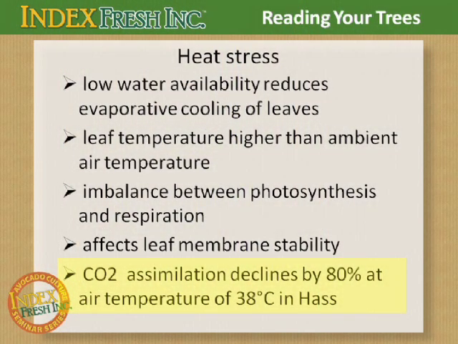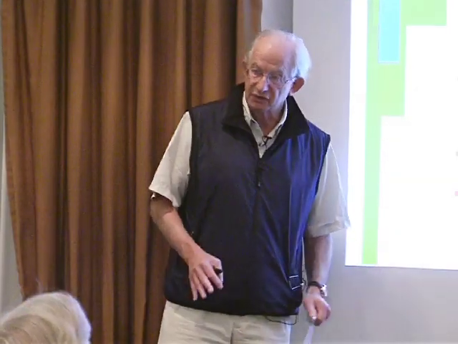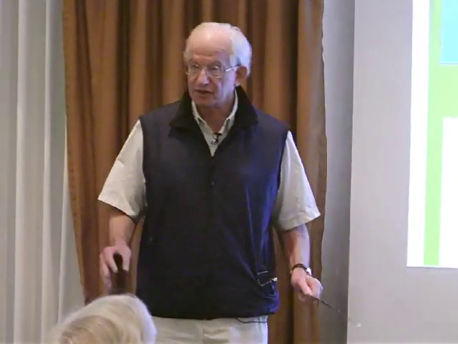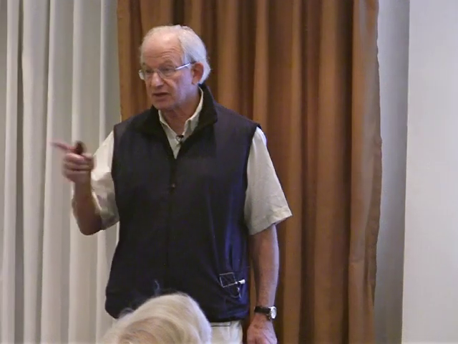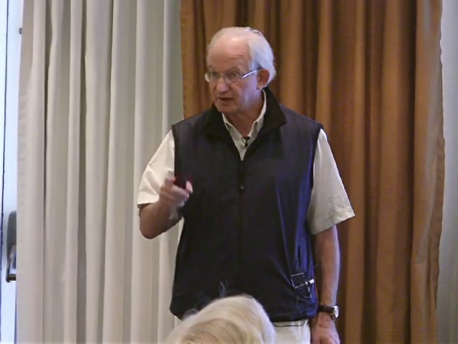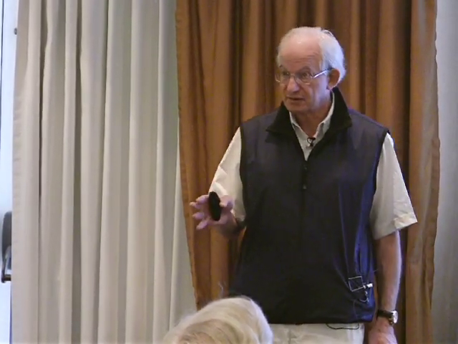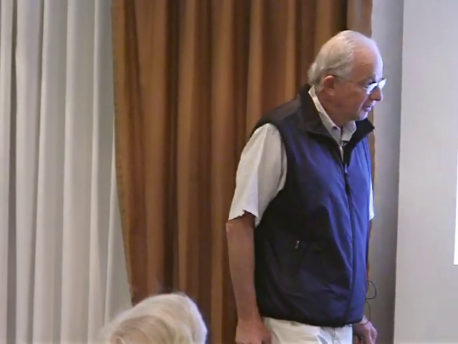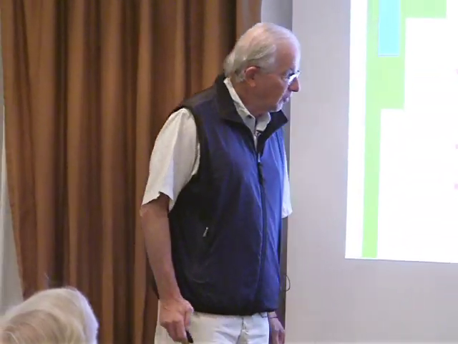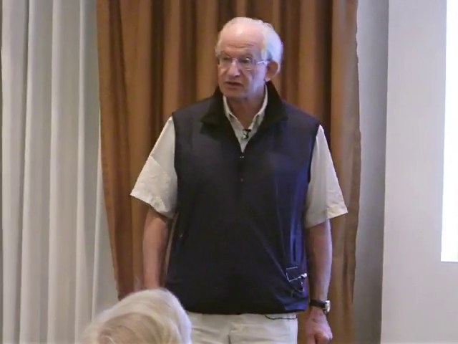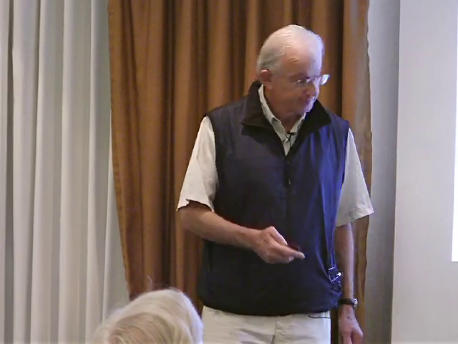And finally, over here you can see the result. Carbon dioxide assimilation declines by 80% when the air temperature is 38 degrees Celsius. So your trees naturally shut down in order to protect themselves when you have a heat wave. But that shutdown comes at a cost. Remember that. Every time this happens, there's a cost. And that's unfortunate, but as you grow in warmer and warmer, hotter and hotter regions, these things have to be considered.